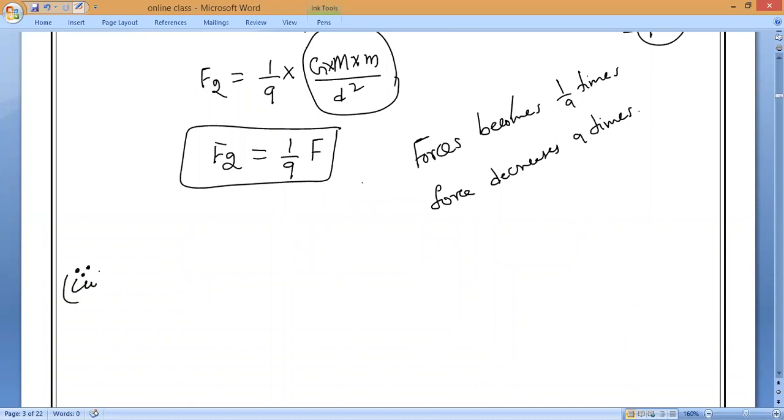Okay, solve it. Next, third subdivision. All of you read the third subdivision. What is the third subdivision? The masses of both objects are doubled. Understand? Masses of both objects become double. What do you mean by both objects, Kaushik? Both objects is doubled. Can you tell me what you mean by that?